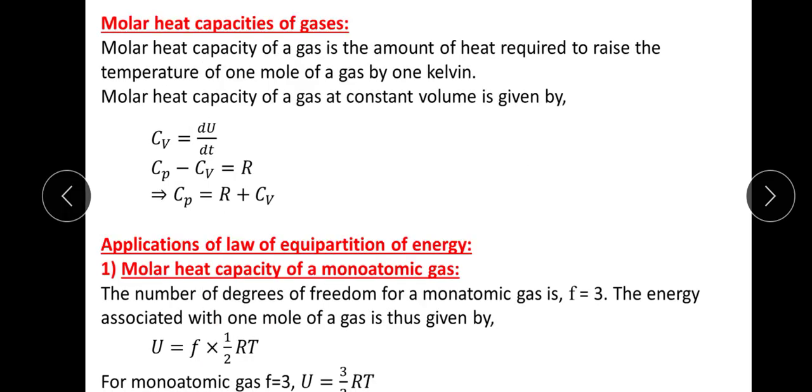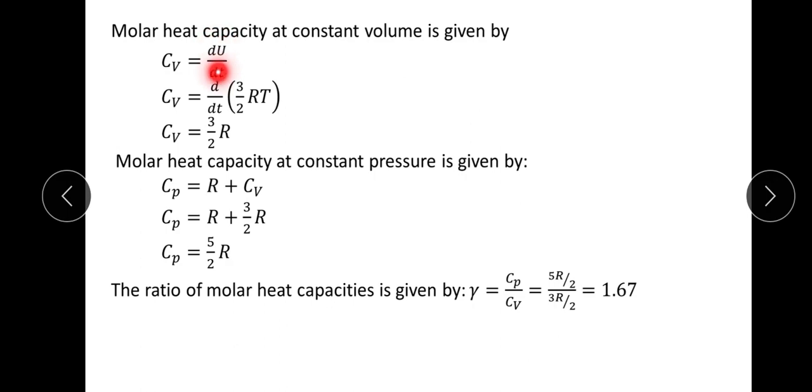Now we know that Cv is equal to dU by dT. So you need to differentiate this 3 by 2 RT. Take 3 by 2 R outside. So we get dT by dT, and dT and dT get cancelled. We get Cv is equal to 3 by 2 R. And the molar heat capacity at constant pressure is given by Cp is equal to R plus Cv. Substitute Cv by 3 by 2 R here. So R plus 3 by 2 R gives us 5 by 2 R. So Cp is equal to 5 by 2 R.